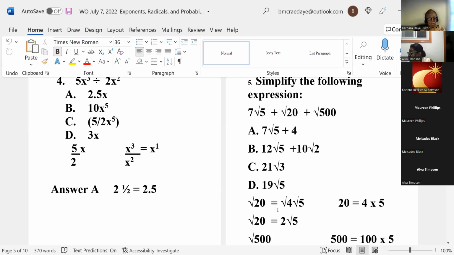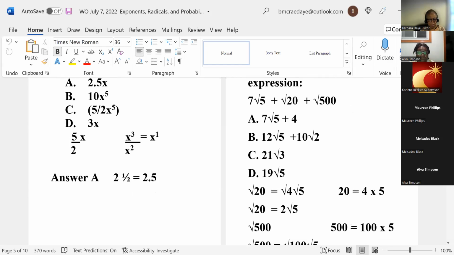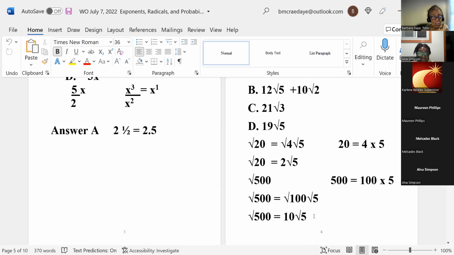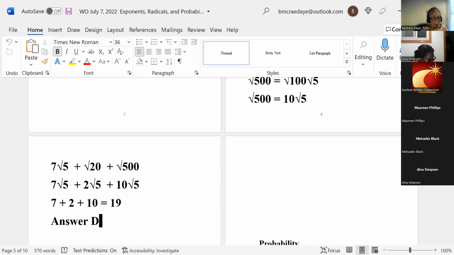So the 20 we factored into 4 and 5. So that's the square root of 4 times the square root of 5. The square root of 4 is 2. For 500, Maureen said 100 and 5. So I can make the square root of 500 the square root of 100 times the square root of 5. So now I've got all of them with coefficients in front of a square root of 5. And once I have them all the same, I can just add the coefficients. 7 plus 2 plus 10 is 19. So the answer is 19 times the square root of 5.